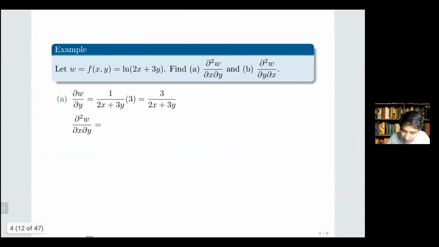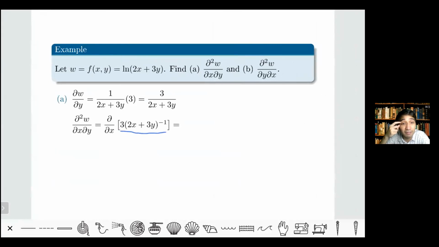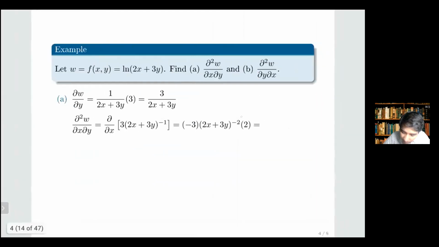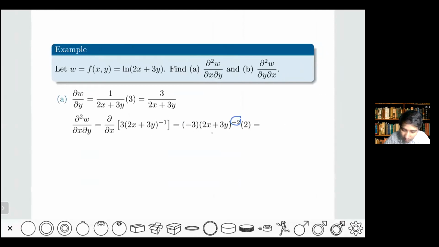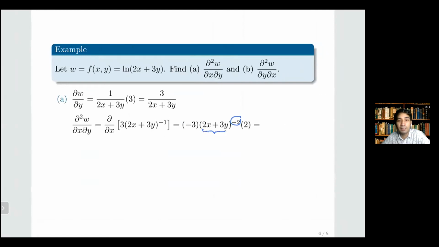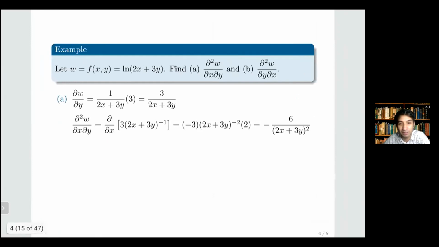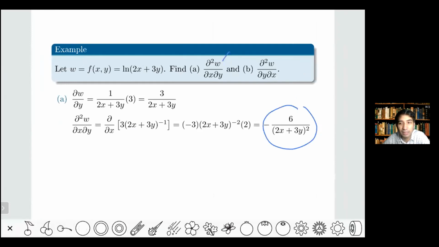So, siguro makakatulong kung isusulat nyo to as 3 times 2x plus 3y to the minus 1. Okay? And then, let's try to differentiate that with respect to x. So, bababa yung exponent, di ba, magiging negative 3 times, and then subtract 1. So, magiging 2x plus 3y to the minus 2 na. And then by chain rule, you have to multiply by the derivative of the inside function with respect to x. No? So, times 2. So, pag sinimplify niyo yan, that's negative 6 over 2x plus 3y squared. So, ito yung ating partial squared w over partial x partial y.